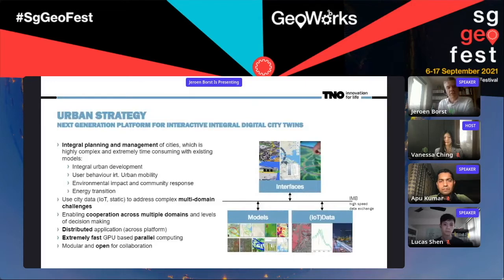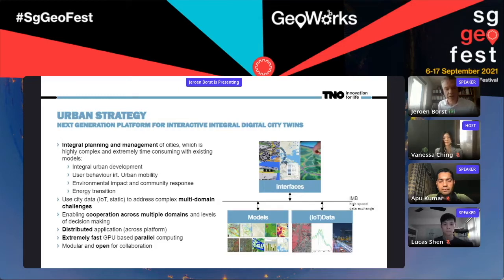So what we have as a platform, and I will go through it quickly because I presented in an earlier panel already, is Urban Strategy. It's the software that we use to build our digital city twins. And what Urban Strategy does is combine large data sets, as we have seen presented by Apu. These can be quite large in volume, and you need ways to handle these big data sets to keep them accessible for your models, which is another component on our platform.